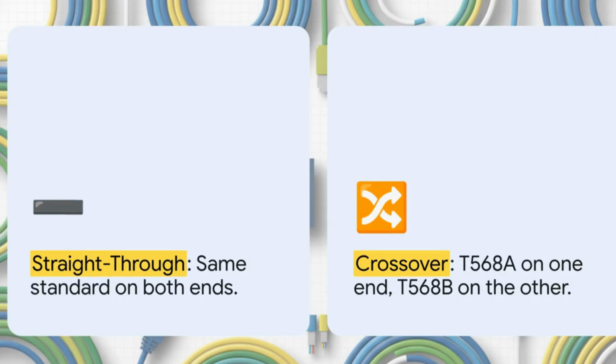On one side, we have straight-through cables, sometimes called patch cables. These use the exact same standard on both ends, so T568A on both sides or T568B on both sides. Pretty straightforward. But on the other side, we have crossover cables, which intentionally mix them up, using T568A on one end and T568B on the other. But why on earth do we need two different ways to wire the exact same cable?